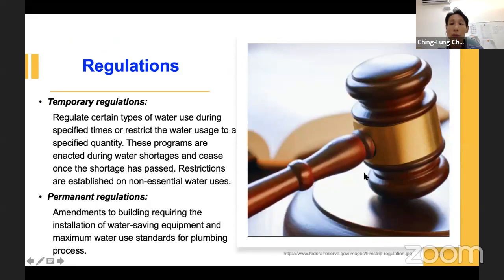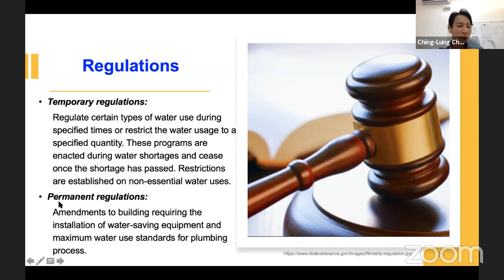Okay, here comes the regulation. So there are two types of regulation. The first one is called temporary regulation. It regulates certain types of water use during a specific time, and restricts the water usage to a specified quantity. These programs are enacted during water shortage and eased once the shortage has passed. So the restrictions are established on non-essential water usage.